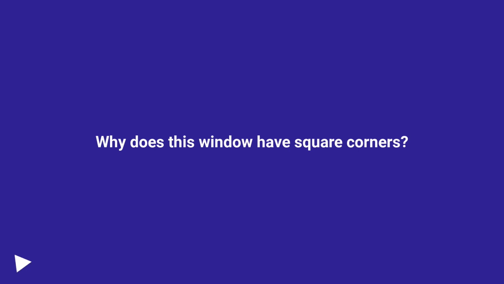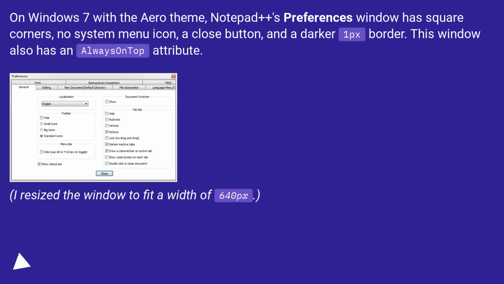Why does this window have square corners? On Windows 7 with the arrow theme, Notepad++'s Preferences window has square corners, no system menu icon, a close button, and a darker 1px border. This window also has an always on top attribute.